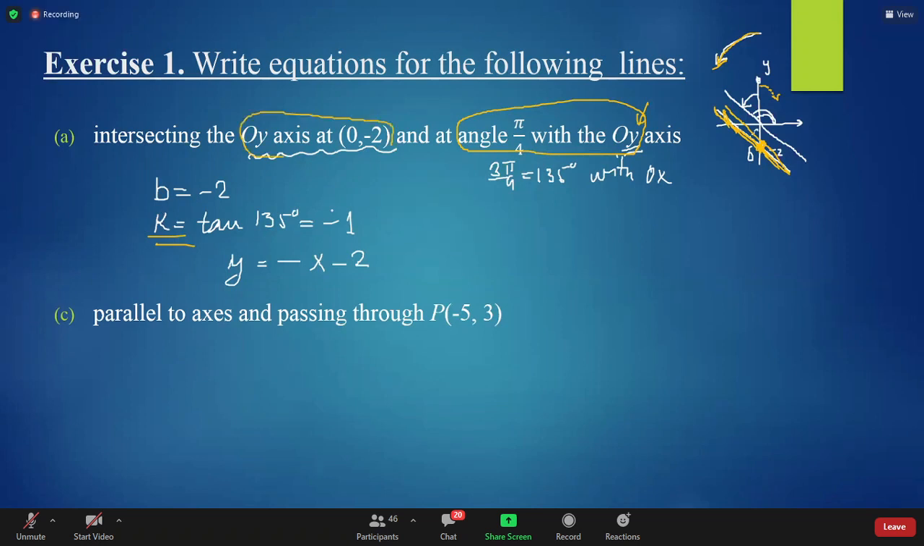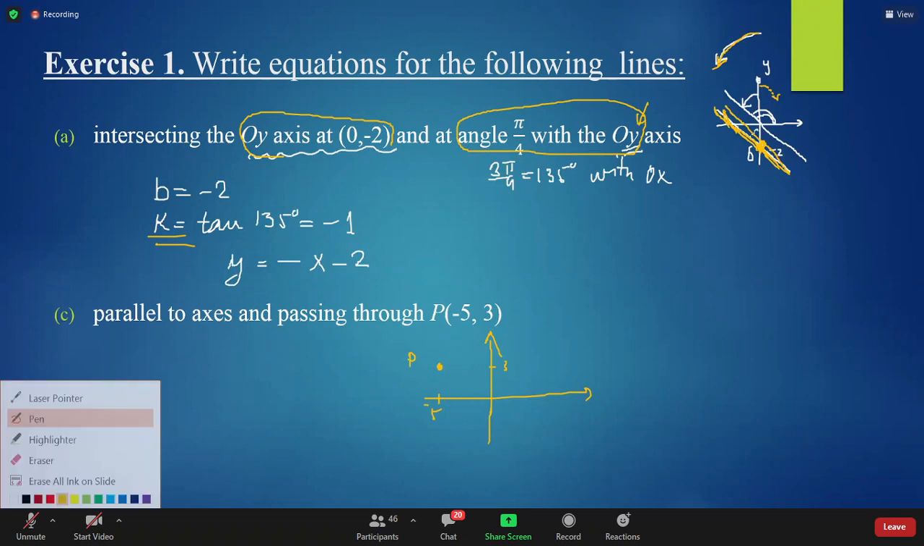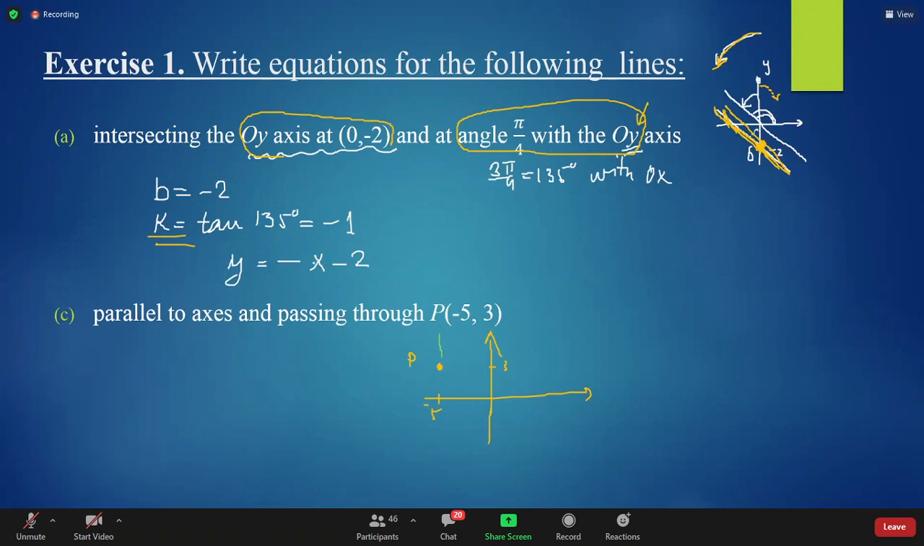Now the next one, as simple as possible: parallel to the axis and passing through the point minus 5, 3. Minus 5 on the x-axis, 3 on the y-axis, this is the point P. And we have to write the equations for the two lines that are passing through this point and parallel to the axis. So this is something from school, and I would even say from elementary school.